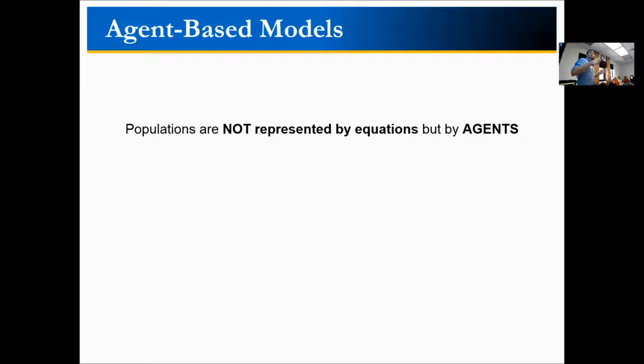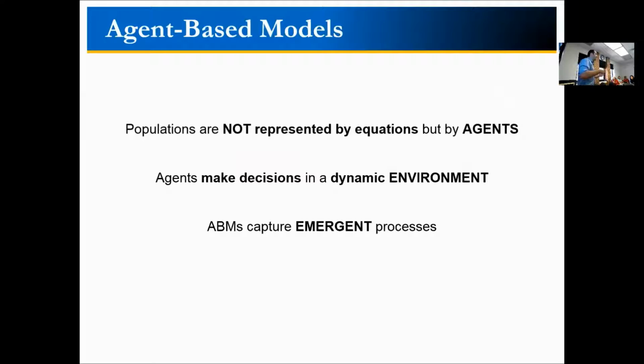So just in summary, in those models, populations are not represented by equations, but by agents. They make decisions in a dynamic environment. And with that, you can capture emergent processes. And that refers to whatever happens when all the agents are interacting with themselves, and suddenly something happens that you wouldn't be able to predict using a different type of model.